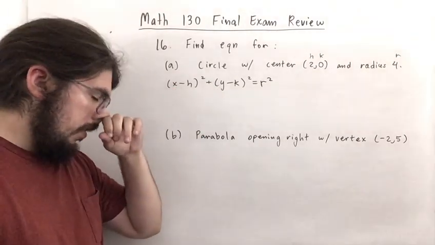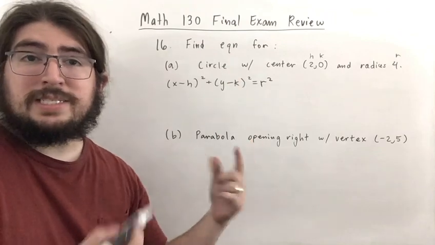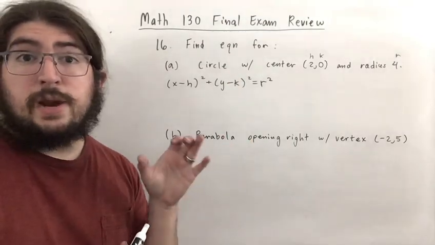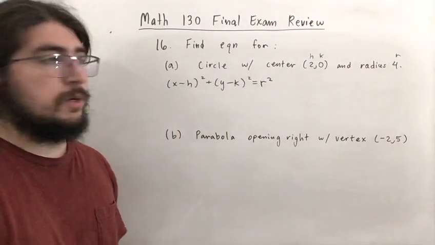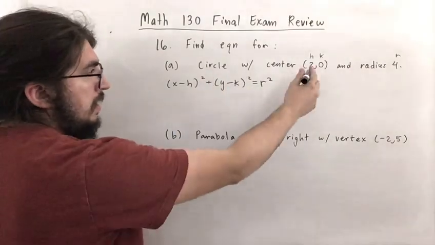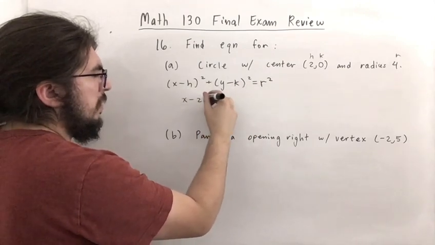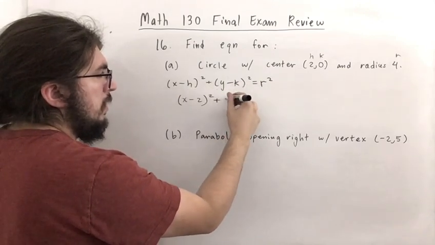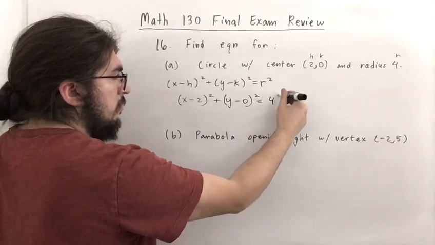formula. Now, the reason why the distance formula comes up is because every point on the circle has the same distance away from the center, which is the radius. So you end up getting this formula out, actually, where (h, k) is the center of the circle. Now, if h is 2 and k is 0, you get (x - 2)^2 plus (y - 0)^2 equals r^2, which is 4 squared.